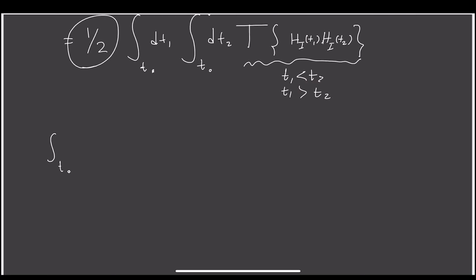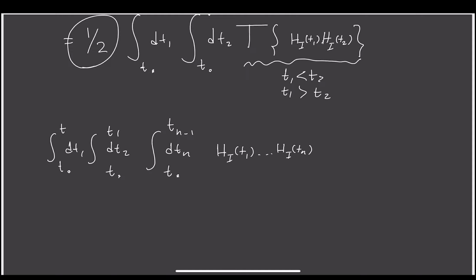Imagine t0 to t, then t0 to t1, and then t0 to t_{n-1}. Imagine you start with dt1, dt2, up to dtn, and then you have the Hamiltonian from H(t1) to H(tn). This is equal to 1 over n factorial of the integral from t0 to t for dt1 to dtn, but in a time-ordered manner.